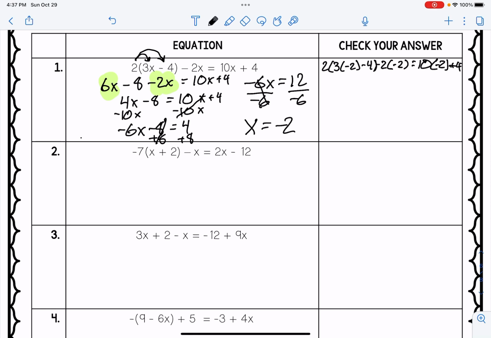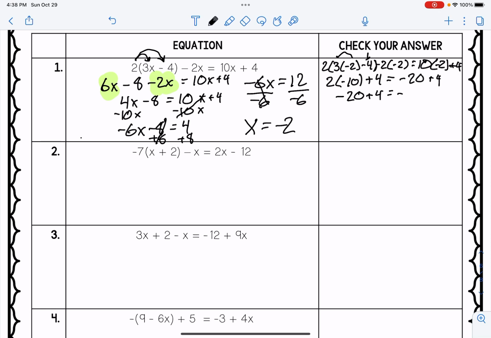So inside my parentheses, I need to finish that. I'm going to kill 2 steps with one stone here. So this 3 times this negative 2 is negative 6, and negative 6 minus this 4 will be negative 10. So we have 2 times negative 10 minus, I'm just going to go ahead, 2 times negative 2 is negative 4. So minus negative 4 will turn into a plus 4. 10 times negative 2 is negative 20 plus 4. All right, 2 times negative 10 over here is negative 20 plus 4.